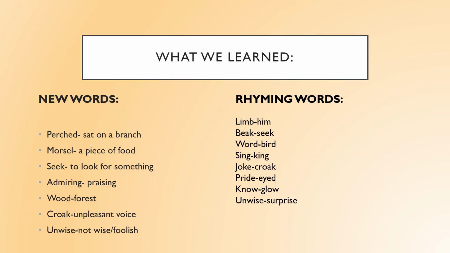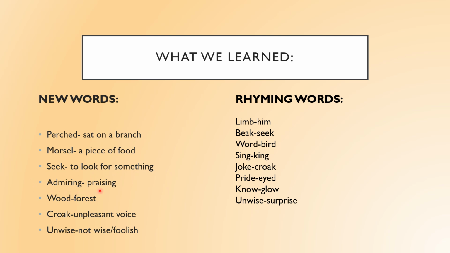So what did we learn in this poem? First of all, we learned some new words. Like perched. Perched means sit on a branch. Morsel. Morsel means a piece of food. Seek. Seek means to look for something.